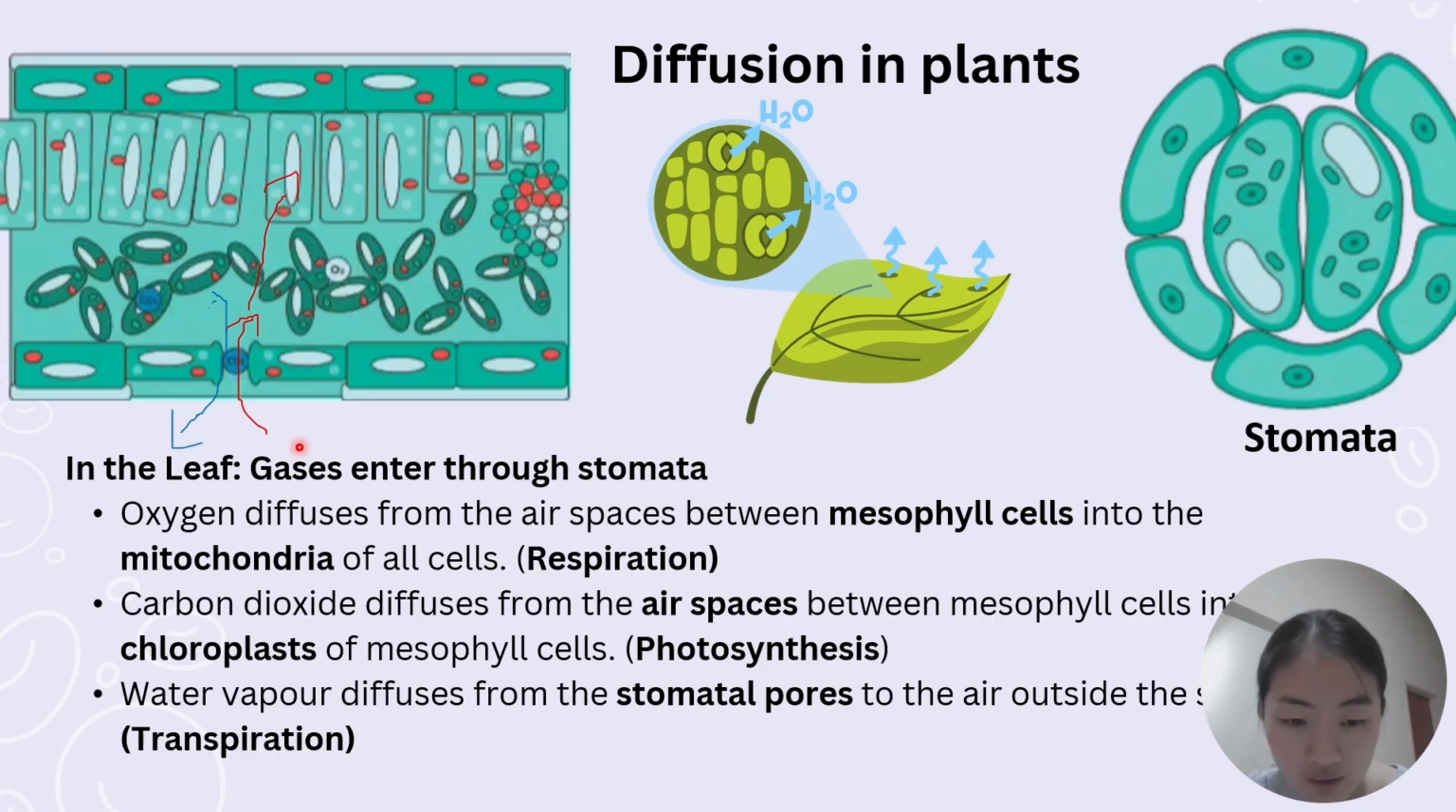Last but not least, water vapor also diffuses out through the stomata pores from the airspace between the mesophyll cells into the outside air. This is due to the concentration gradient that causes the water vapor to undergo simple diffusion and move out of the stomata pores.